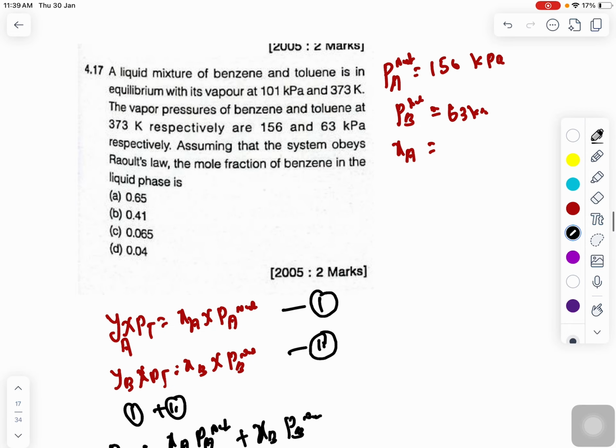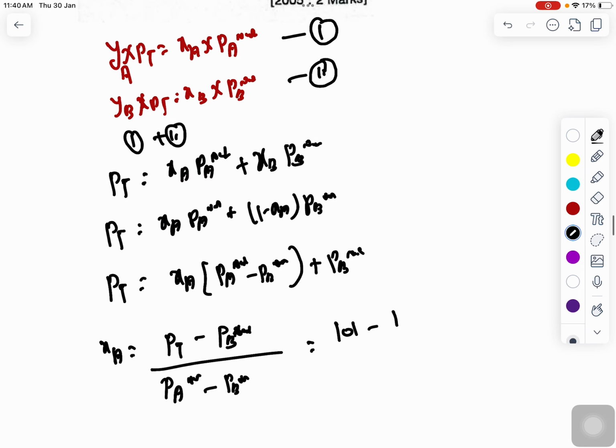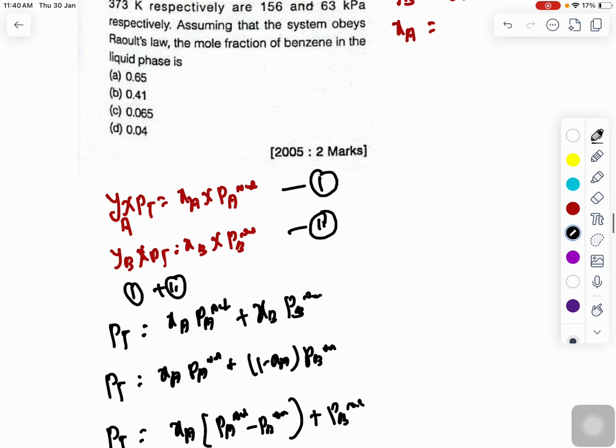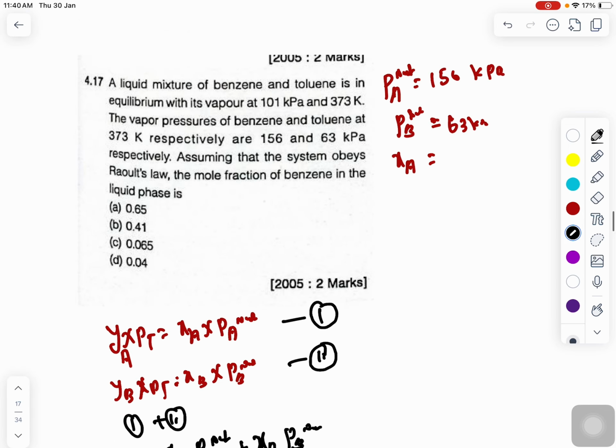So here from the question you can see the total pressure PT is 101, PB sat is 63 kilopascal and PA sat is 156, so 156 minus 63. Once you calculate, you will get the mole fraction of A, that is benzene in the liquid phase, that is 38 divided by 93, something like that. So I think it would be approximately more than 0.5. If you see the options, you can say that you'll be getting the answer as option A.